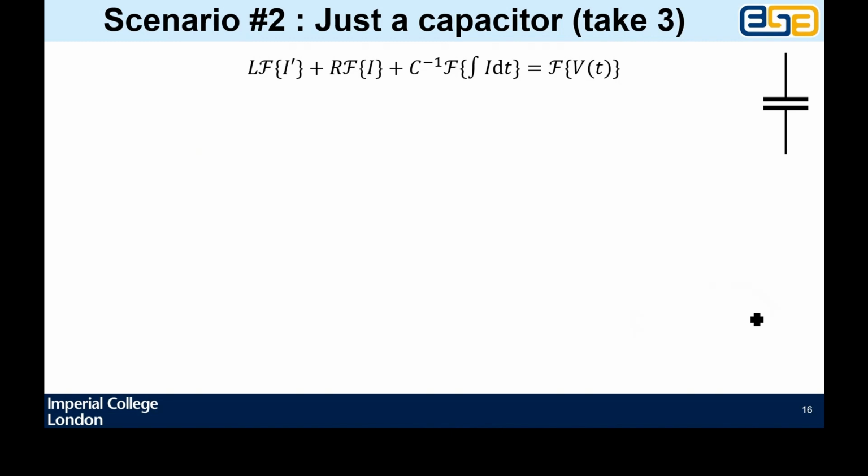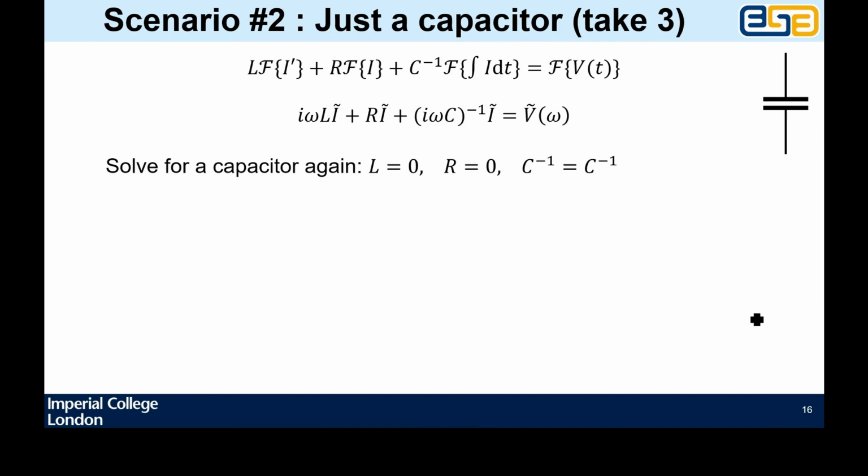So I can do the same Fourier transform as I did before, and I get this. i omega L I tilde plus R I tilde plus 1 over i omega C times I tilde equals V tilde. That's just the same Fourier transform analysis as we did before, but now we're framing everything in terms of currents, capital I, instead of displaced charges Q. We'll solve for a capacitor once again. L is 0, R is 0, C is C.